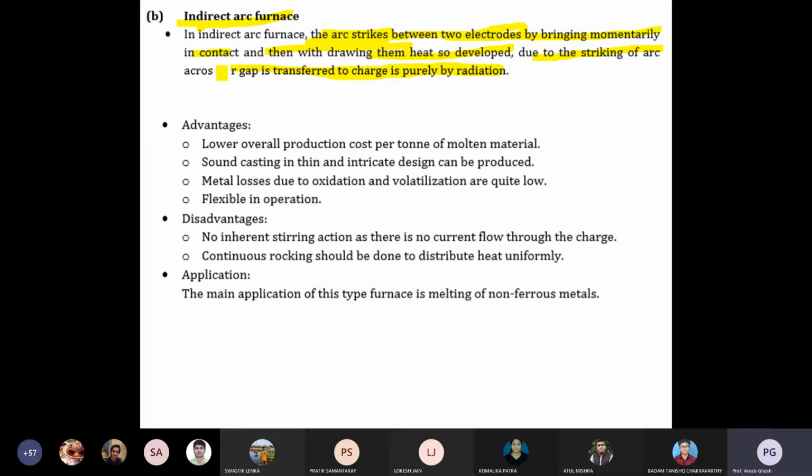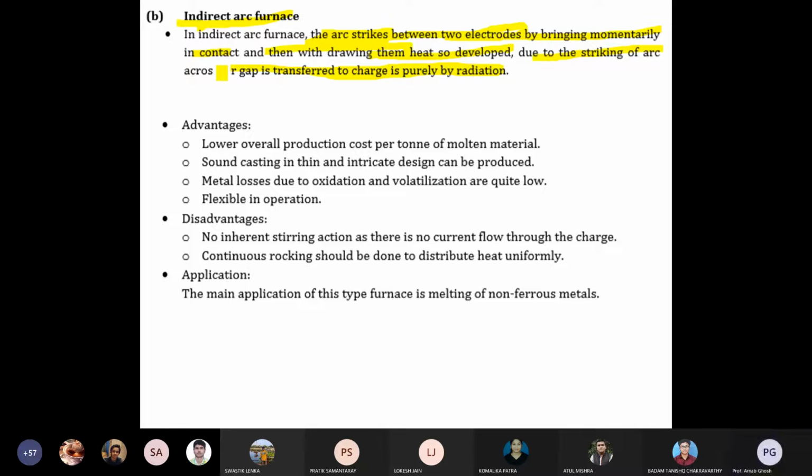Since the arc is not directly related to the charge, the overall production cost per ton may be less compared to previous days. Why is it less? If the arc is directly there, the materials may also be of different types, and how much temperature comes from the arc determines the melting.